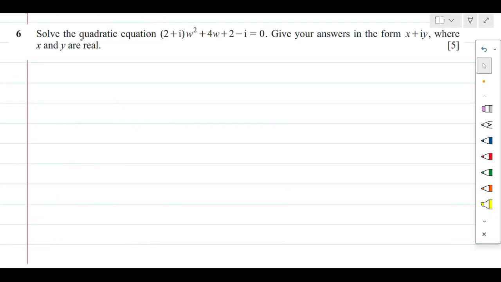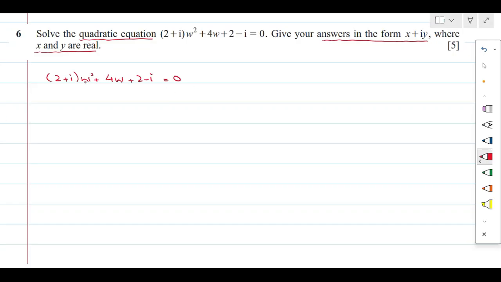Question number 6, solve the quadratic equation. This is (2 plus i)w square plus 4w plus (2 minus i) equals 0. Give your answer in the form of x plus iota y, where x and y are real. We need to give the answer in this form. Okay, so now this is a quadratic equation: (2 plus i)w square plus 4w plus 2 minus i equals 0.